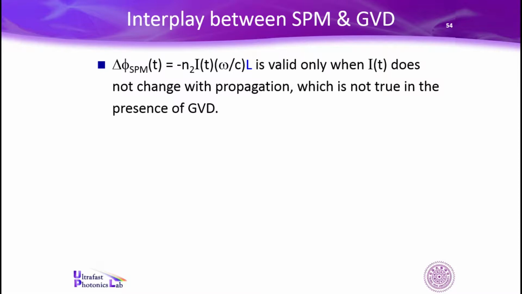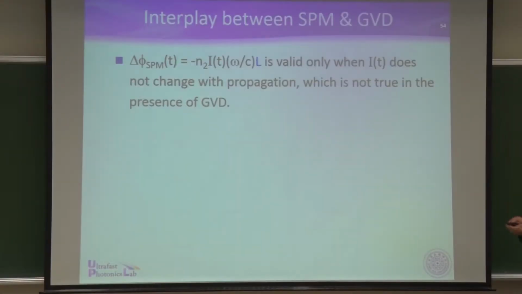So let's review the SPM formula. The phase modulation is equal to this one, but be careful. This formula is valid only when your intensity profile does not change with propagation. And this is no longer true in the presence of GVD. If you consider SPM only, assuming no GVD, then your pulse intensity profile does not change, right? It only changes the phase.